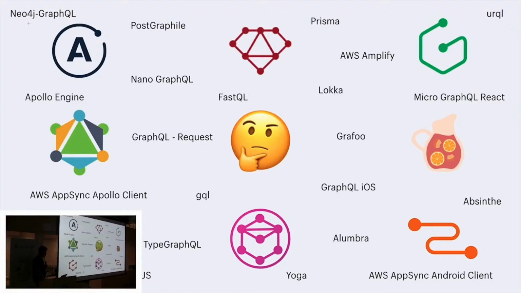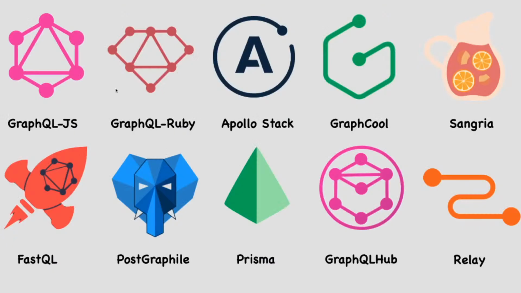We are using Apollo client and Apollo server. We are using Apollo server to create a GraphQL server, right? So there are a lot of GraphQL libraries. If we talk about GraphQL Hub, they have their own set of libraries they are using. The Apollo stack has its own thing, Apollo client, Apollo server.